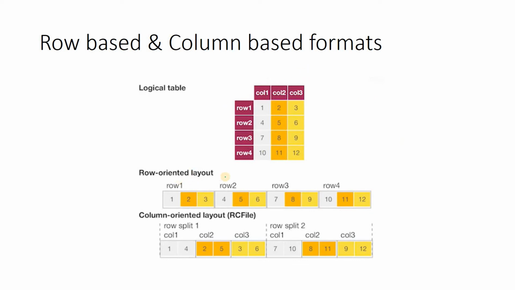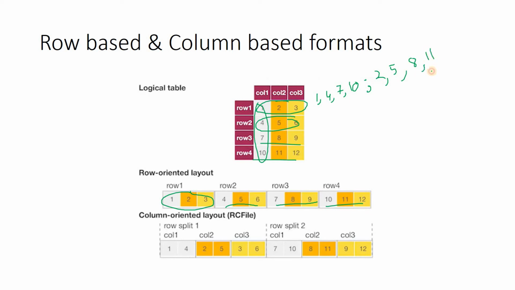You see how the row oriented layout will look. 1 2 3 will be first, then 4 5 6 is the next, then 7 8 9, and then 10 11 12. This is how the row oriented layout works. How will the column oriented layout work? That is 1 4 7 10. Once all the values of the first column are written, then the next column is written, that will be 2 5 8 11. And then we write the last column, where I give a semicolon to differentiate, 3 6 9 12.